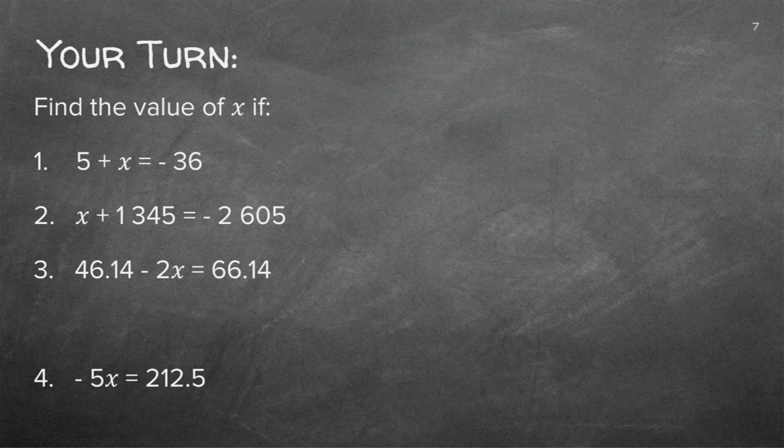So pause, do this, and then I see you at the others after you've done this. Okay, let's see, how did you do? 5 plus x equals minus 36. So we have to get rid of the 5. x equals minus 36 minus 5. So x equals minus 41. Congratulations if you've got that one right.